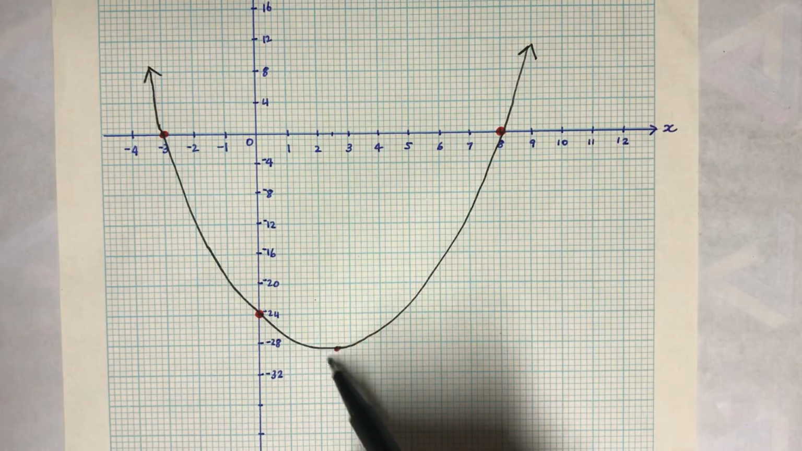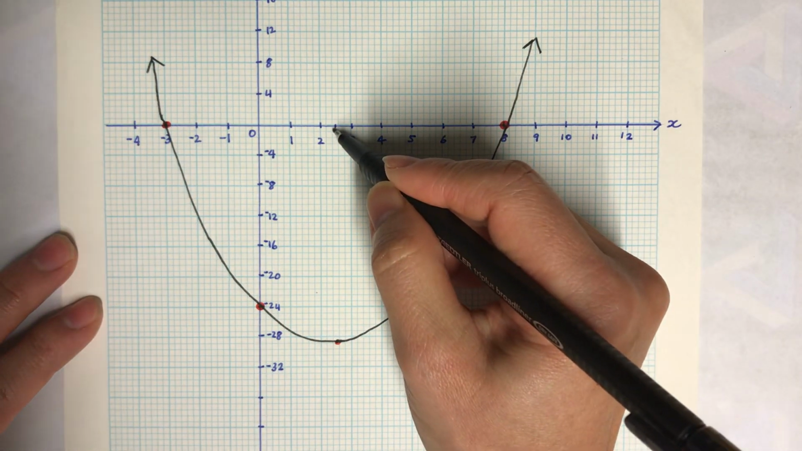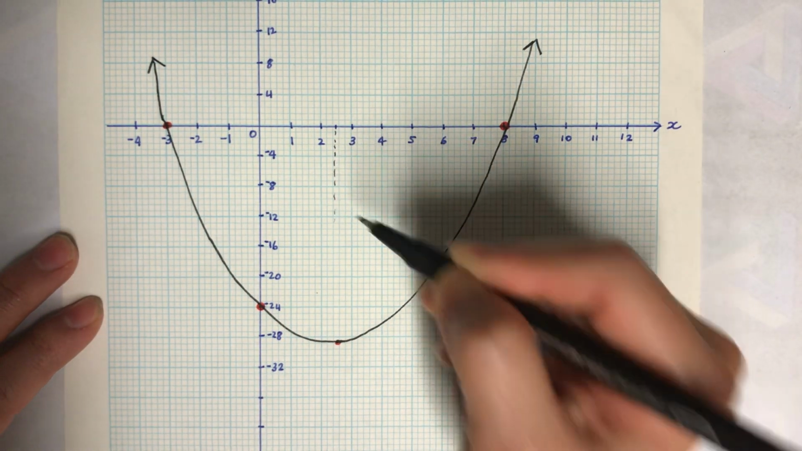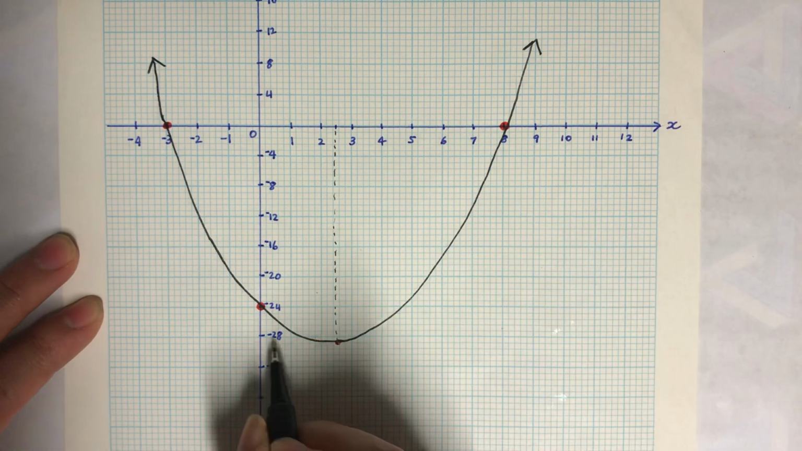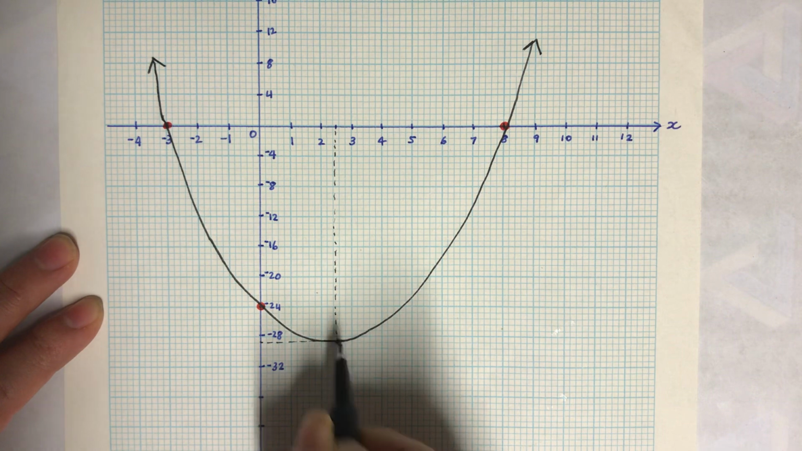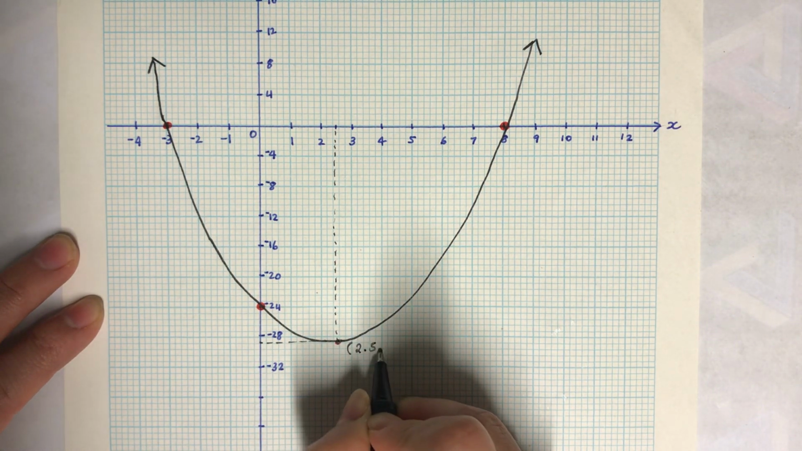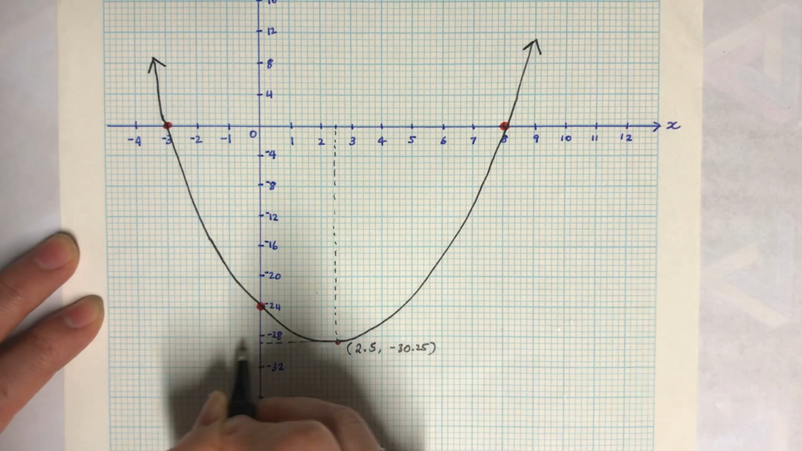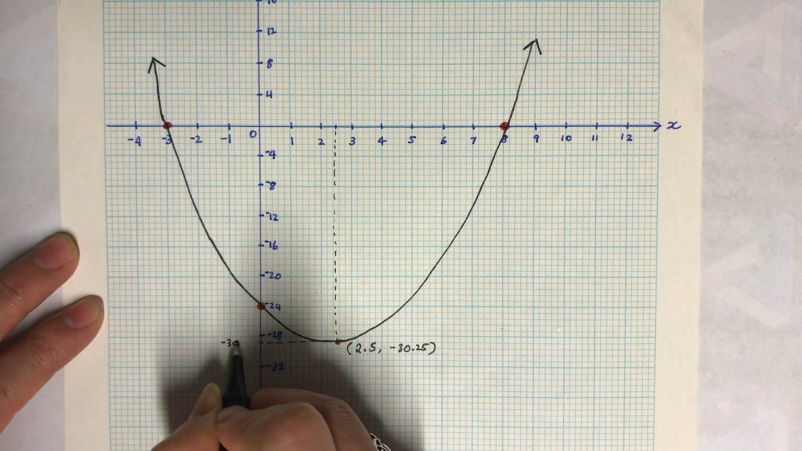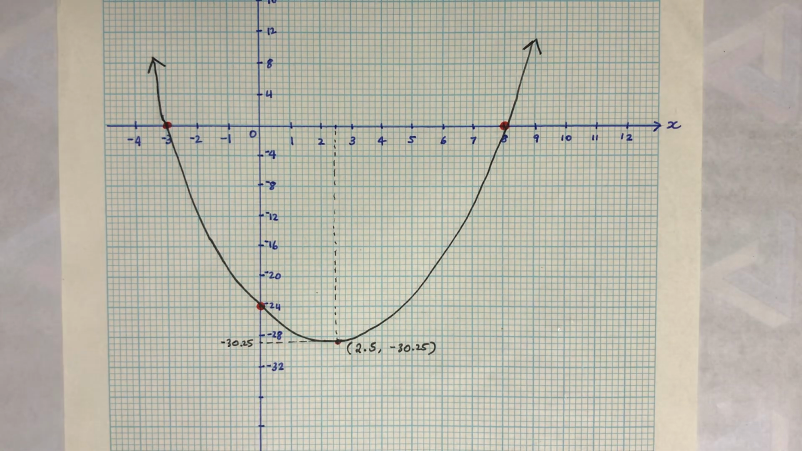Now make sure your vertex part is smooth. It's not sharp, it's smooth. So I'm just going to use a ruler and go like that. And I'm going to indicate the coordinates, like minus 30.25. Something like that. Okay, so that's what it is.